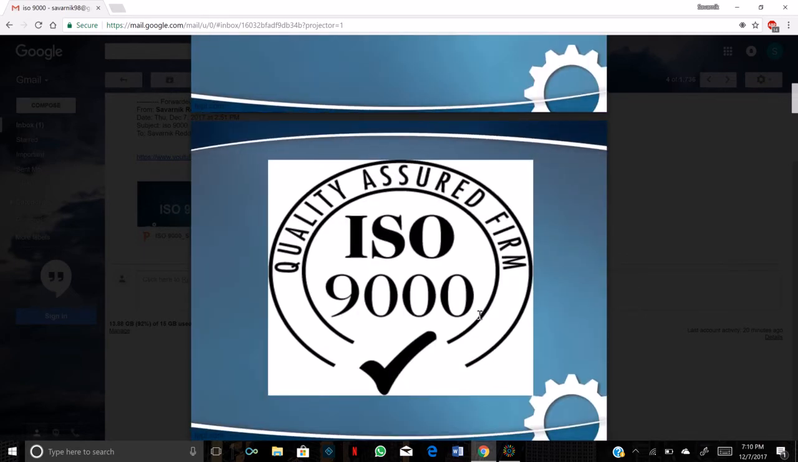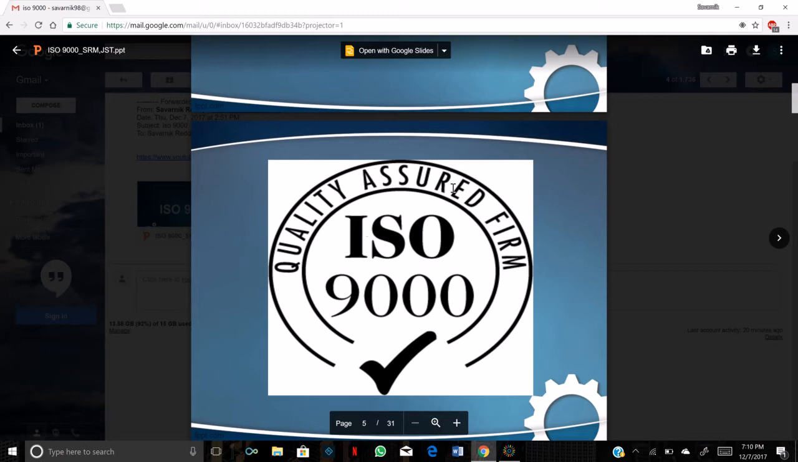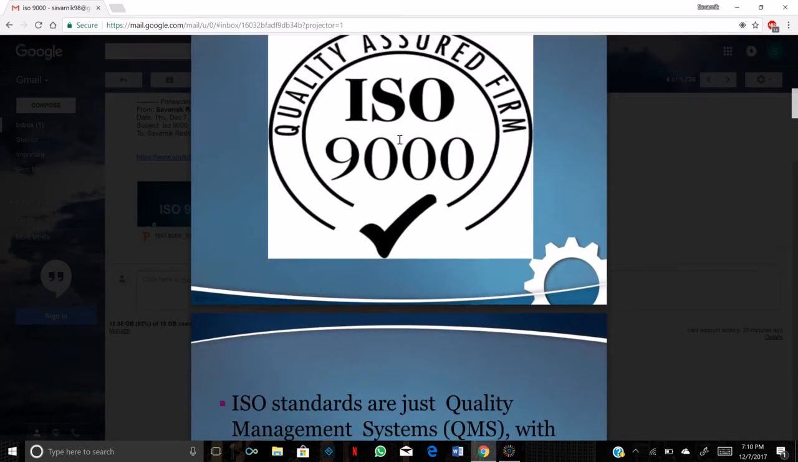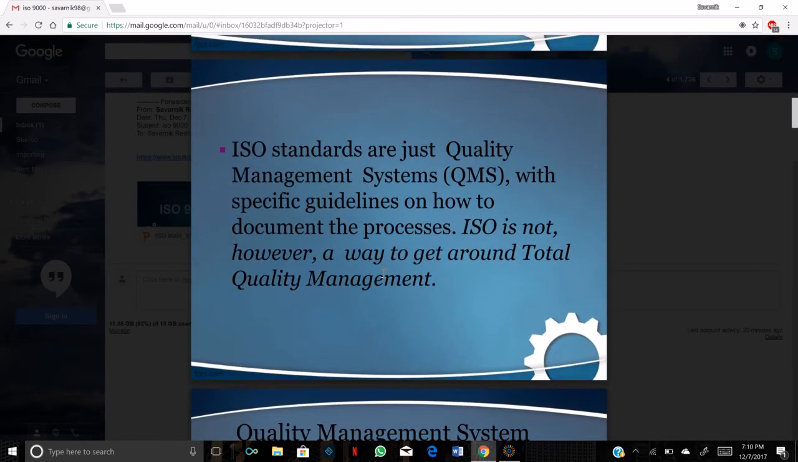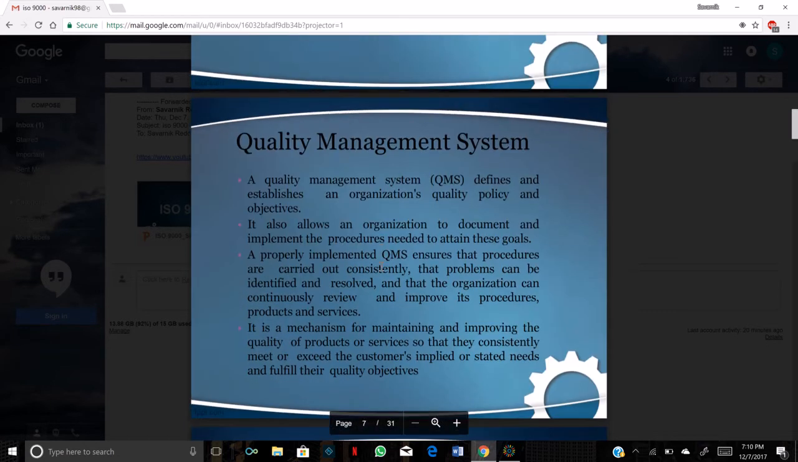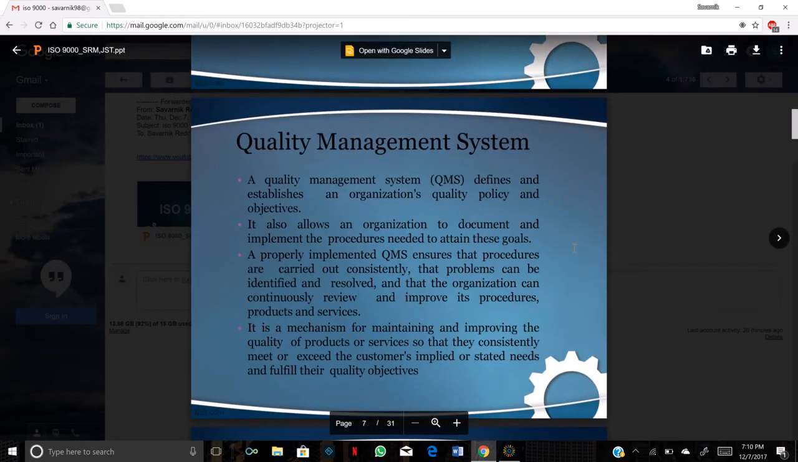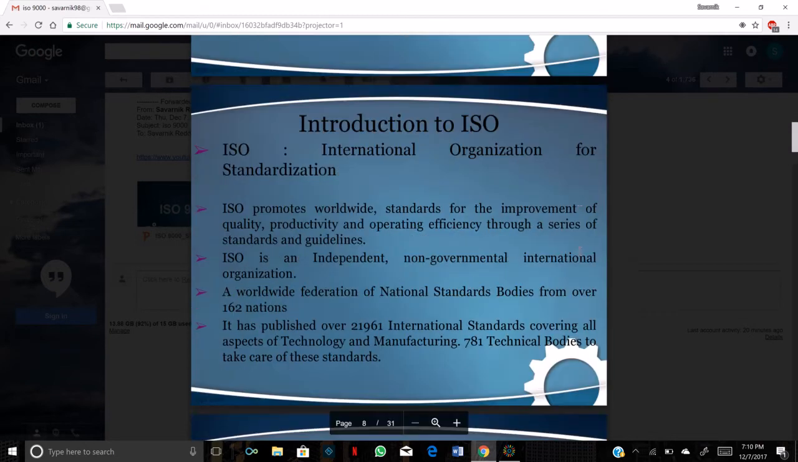This is the certification that ISO 9000 gives. This is a stamp. ISO standards are quality management systems. They just give you guidelines on how to process, how to document the processes, and what are the measures to be used for the quality. And from here on, these slides are explained by my teammate Teja in his videos that you've got.